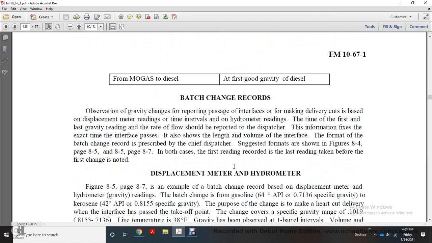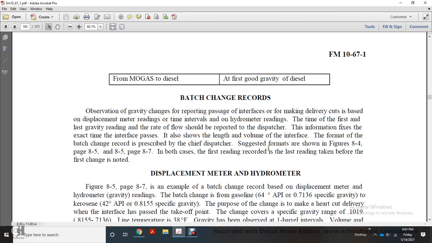For batch change records, observe the gravity change and report the passage of the interface, making delivery cuts based on displacement meter readings and time. The interval, with the hydrometer readings for the time of the first and last gravity reading and the rate of flow, should be reported to the dispatcher to fix the exact time of the interface passing. Also show the length and volume of the interface, using the batch change record format prescribed by the chief dispatcher. Suggested formats are shown in figure 8.4 on page 85 and figure 8.5 on page 87.